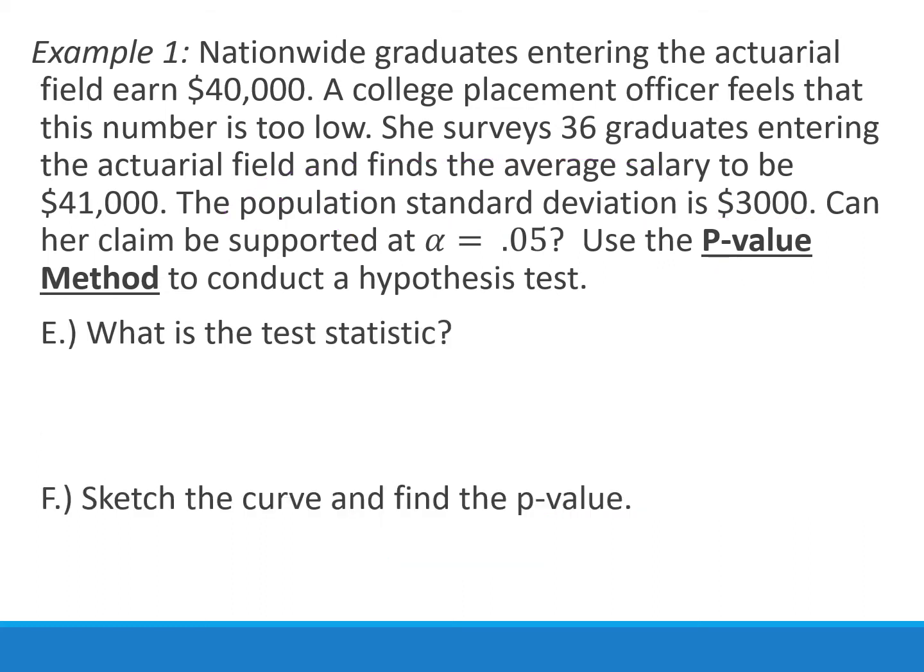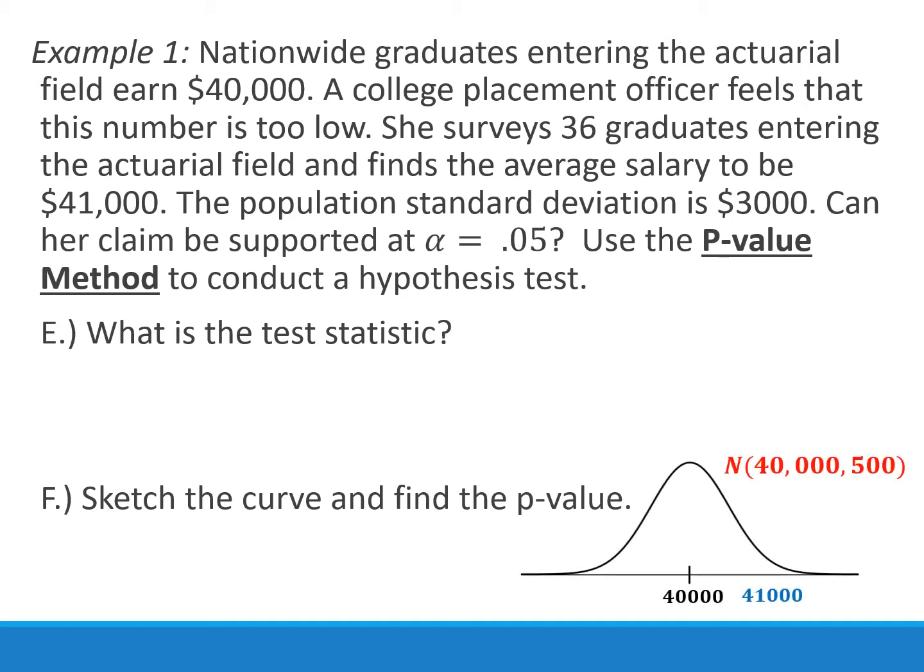Part E, what's the test statistic? Test statistic, the z-score, and what we have at this point is a normal model. It's centered at that null hypothesis value. We believe that $40,000 is that actual average, and we're going to continue to believe it until we get to the end of our test and we see a p-value that's too low, and we go back and we reject that null hypothesis. So we're going to put that 40,000 right in the center. We just found a standard deviation of 500.